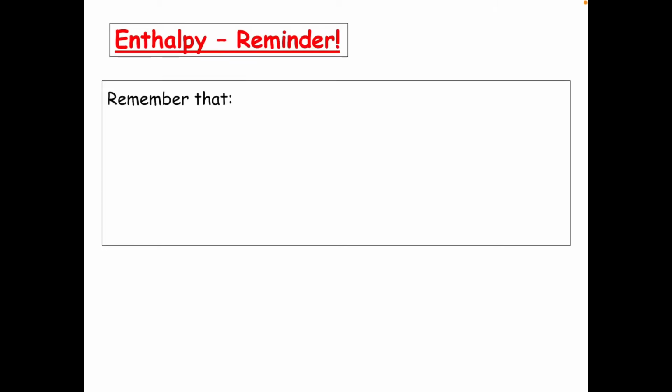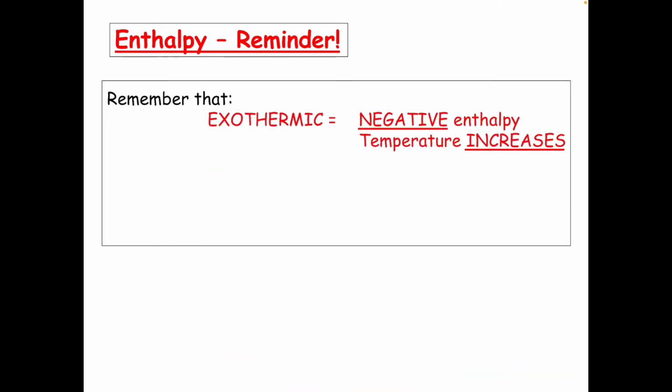Okay, so today we're going to have a wee look at equilibrium and how it's affected by the temperature. First off, we need to do a wee reminder to remind us what exothermic and endothermic mean. So exothermic is a negative enthalpy, so delta H equals negative. That means that the temperature of the reaction mixture around the experiment would increase, so it gives energy out.